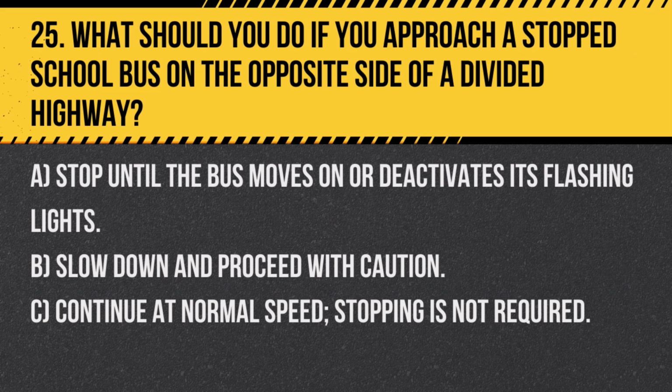Question 25. What should you do if you approach a stopped school bus on the opposite side of a divided highway? A. Stop until the bus moves on or deactivates its flashing lights. B. Slow down and proceed with caution. C. Continue at normal speed. Stopping is not required.